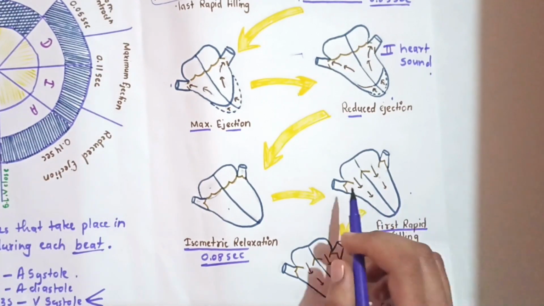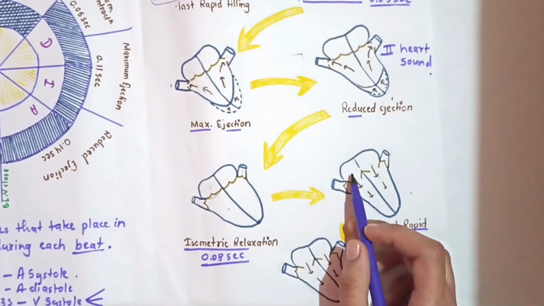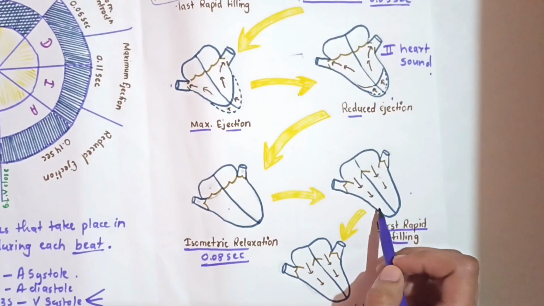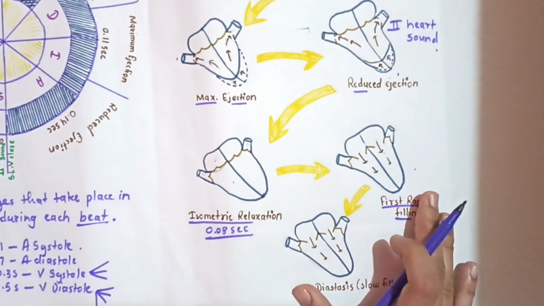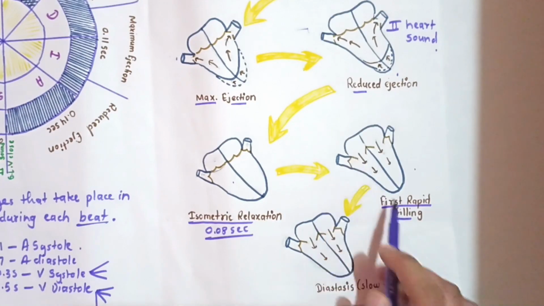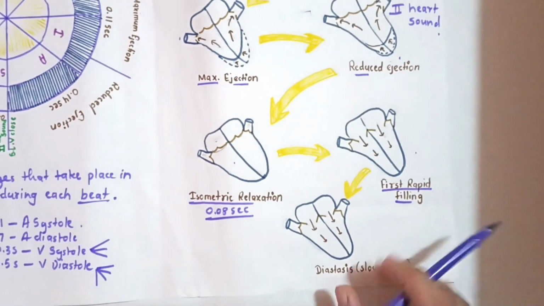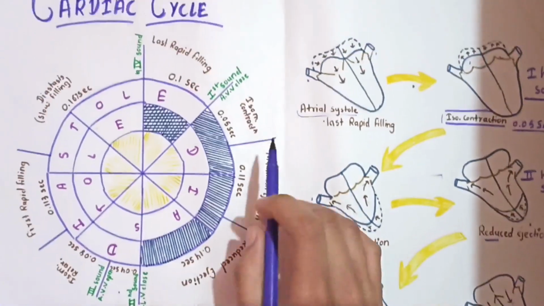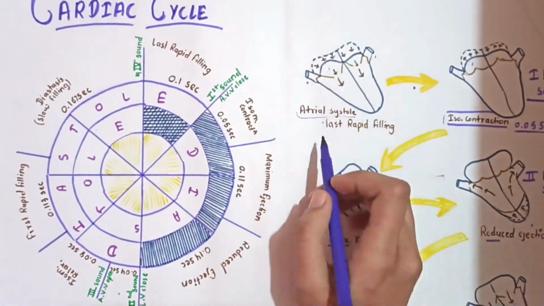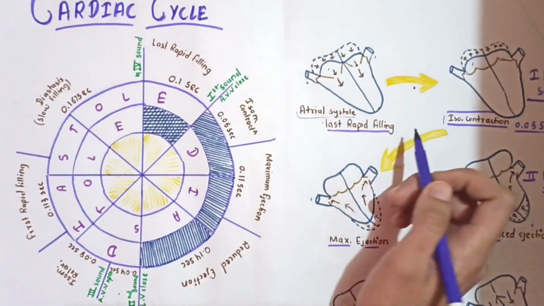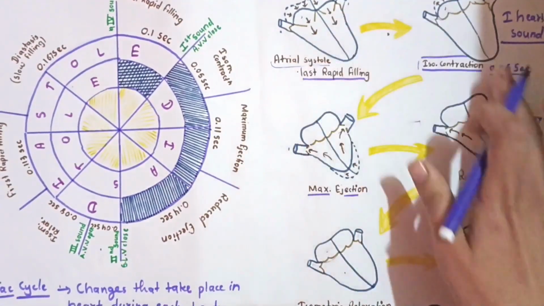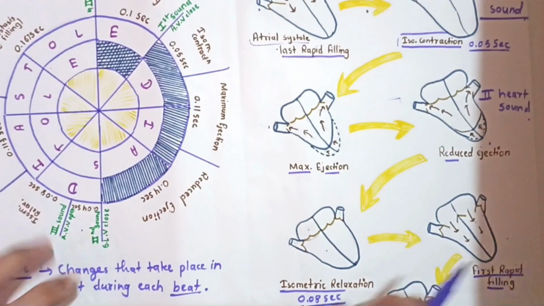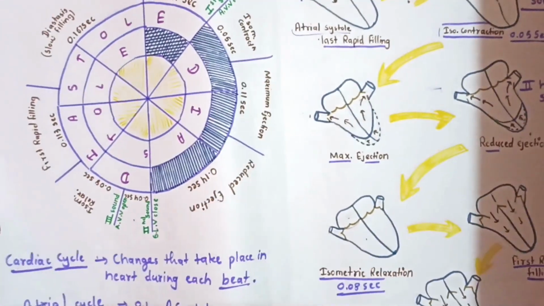So these AV valves open and blood from the atrium moves towards the ventricles. This is the first rapid filling due to high pressure. Gradually it becomes the slow filling phase, and again at the last there is atrial contraction, which is also known as last rapid filling. So these are all the changes in the heart which take place during each beat. So this is all about the cardiac cycle.